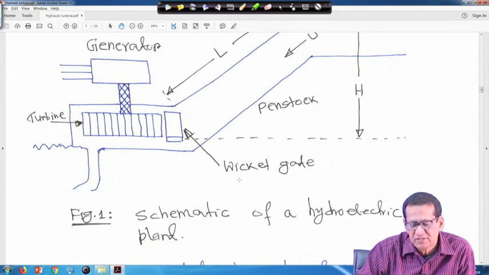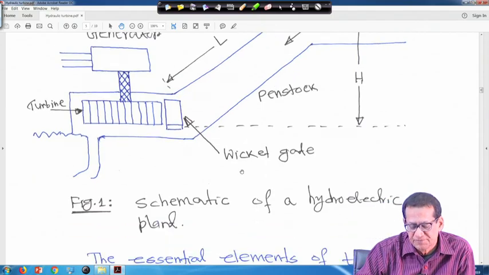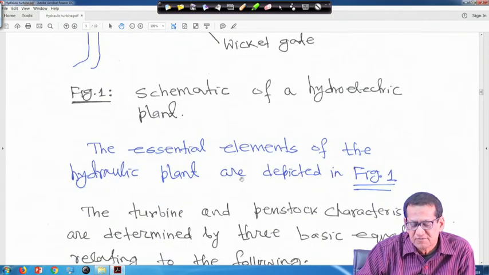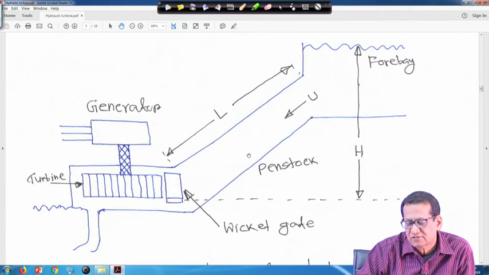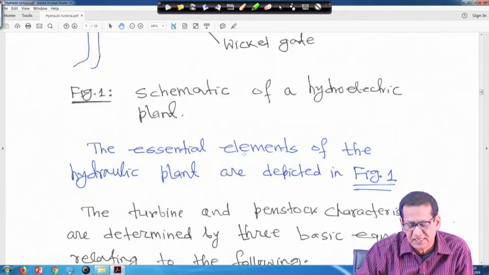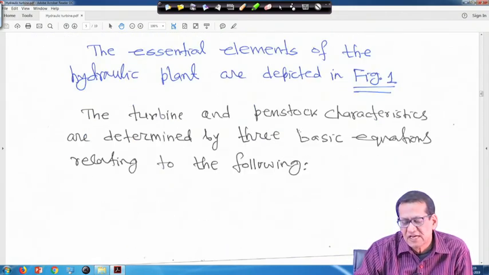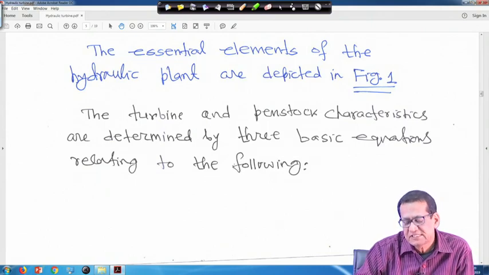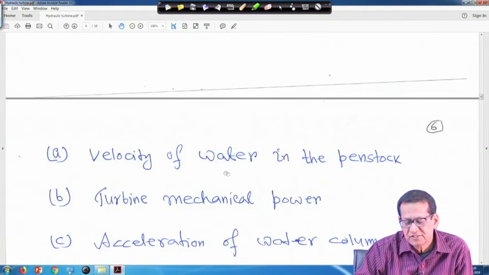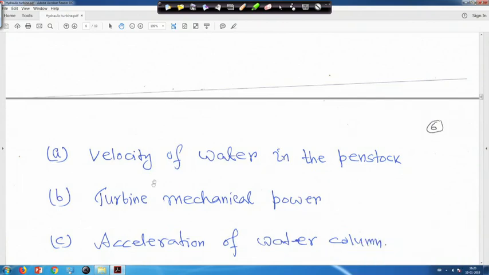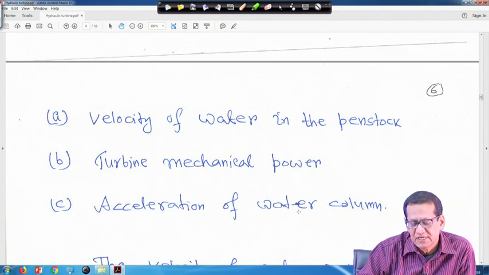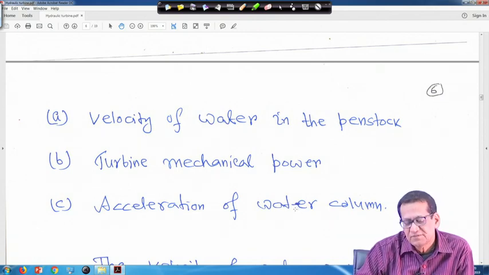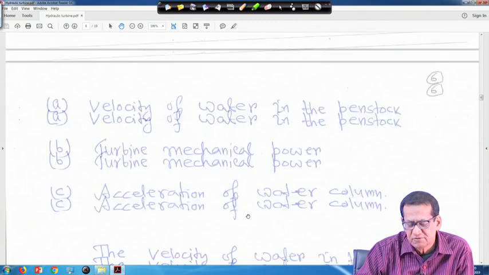Now, schematic of a hydraulic plant. So, this is the simplest one. The essential elements of the hydraulic plant are depicted in figure 1. So, this is figure 1, everything is given, right. Turbine and penstock characteristics are determined by 3 basic equations relating to the following: velocity of water in the penstock, turbine mechanical power and acceleration of water column, right.